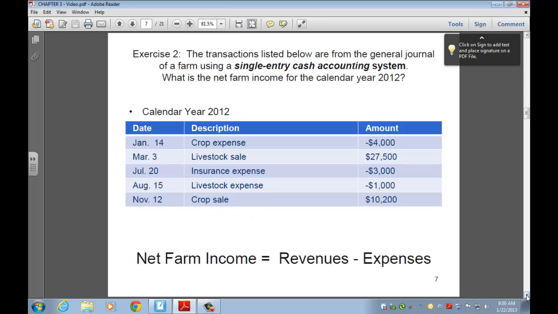So here we have exercise 2. Listed below are transactions from the general journal of a farm using a single entry cash accounting system. We are asked to calculate net farm income for the calendar year 2012. Notice that this exercise requires that you calculate the calendar year and not the fiscal year. So for example, the calendar year 2012 starts January 1st all the way through December 31st. So we would use all the dates listed in this general journal.